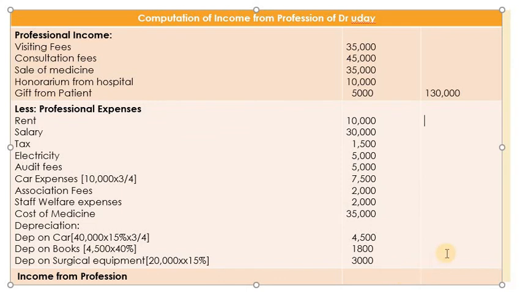Let's total all the expenses. Total expenses are 1,06,300. Let's deduct this amount from 1,30,000. So we got the income from profession, that is 23,700. One important note: Diwali expenses are treated as personal expenses, so we have not taken them.